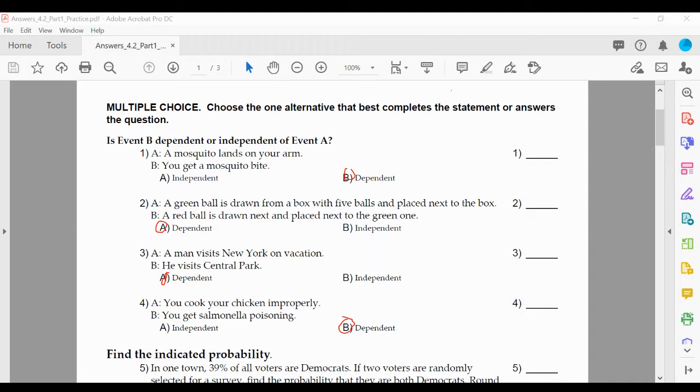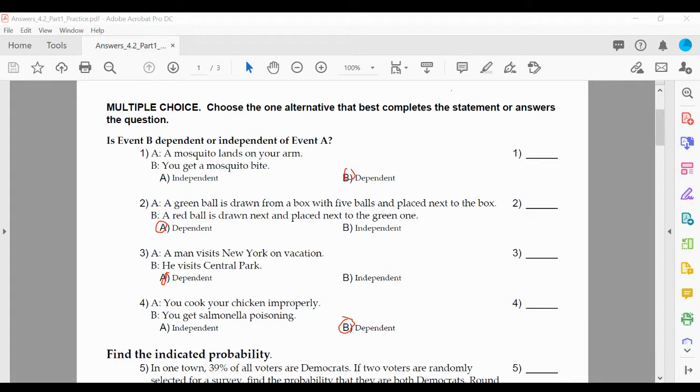But before we even start that, let's think about events being dependent or independent. Events are said to be dependent if the occurrence or non-occurrence of the first thing somehow affects the probability of the second thing happening. Not that it caused it, but just affects the probability, increases it or maybe decreases it.